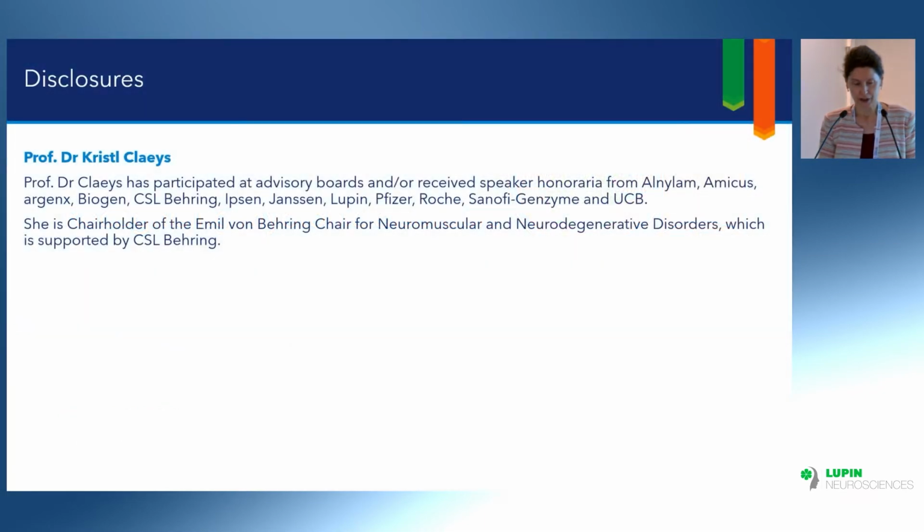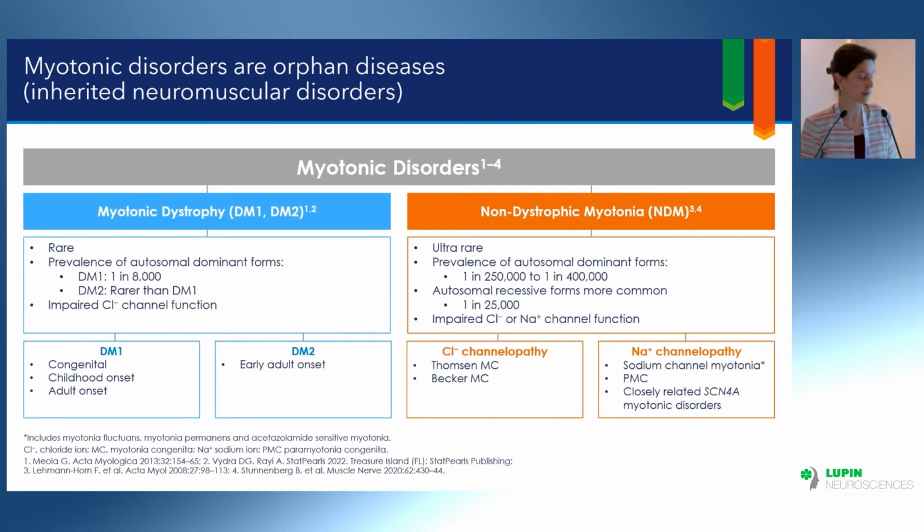These are my disclosures, and so first a small introduction. Myotonic disorders: on the one hand side we have myotonic dystrophy, DM1, DM2. These are rare disorders with a prevalence of DM1 of 1 in 8,000, and DM2 is even rarer. The pathogenesis is based on an impaired chloride channel function, of which we will hear much more later. The onset in DM1 is variable. It can be a congenital onset, or childhood or adult onset, whereas DM2 has an early adult onset.